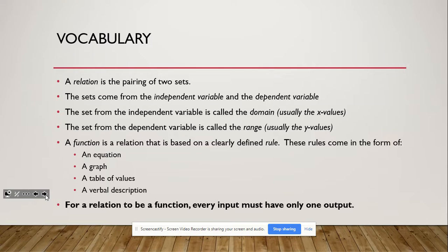The most important thing to know about a function: for any relation to be a function, every input value, which comes from the independent variable or the domain, must have one and only one output from the range or the y values.